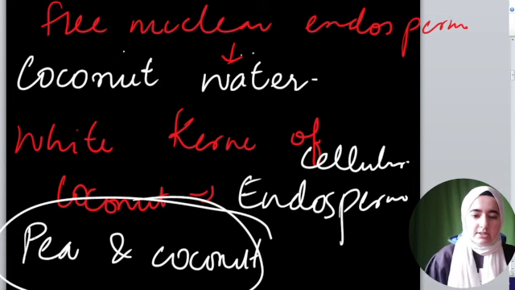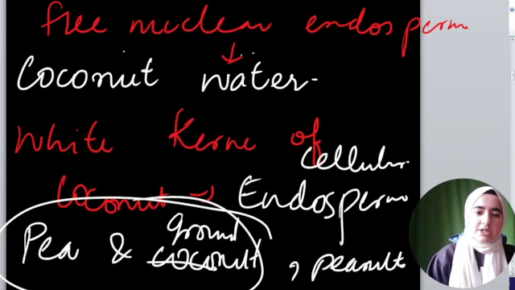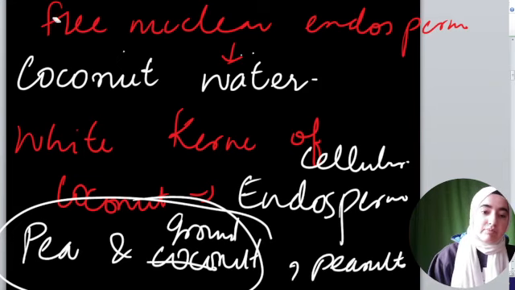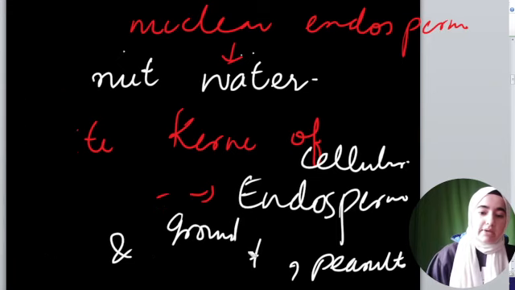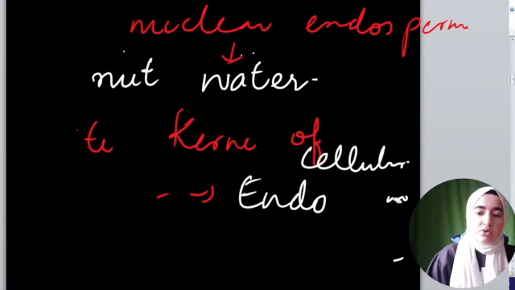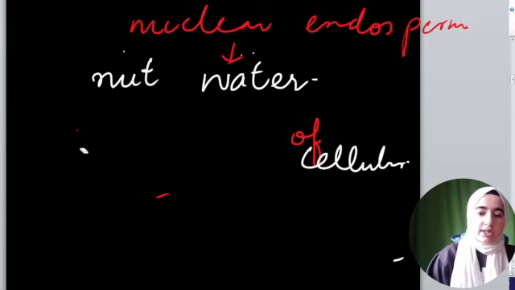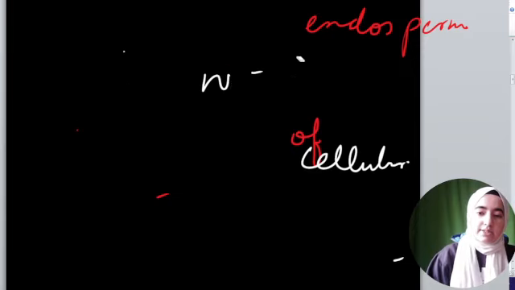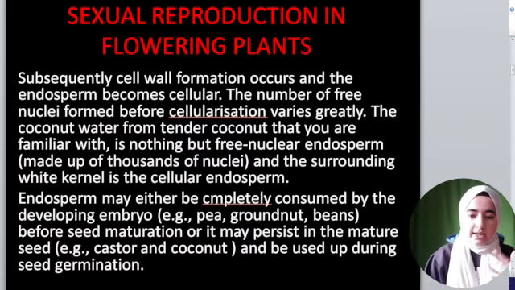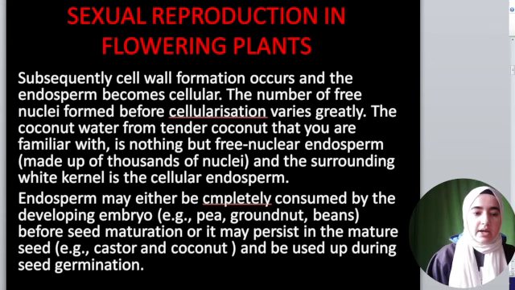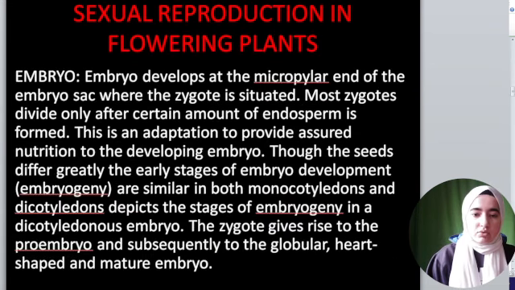Sorry, the examples of completely consumed endosperm are pea, groundnut, and peanuts, in which the endosperm is completely consumed by the embryo. But we have some examples, as I already mentioned, like coconut, in which endosperm persists. That means it is not fully consumed by the embryo. Examples of that are castor and coconut.